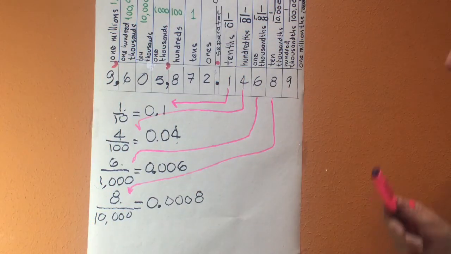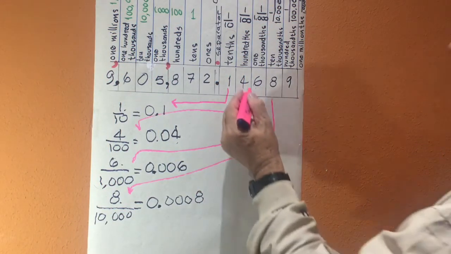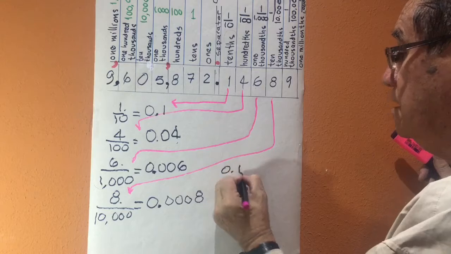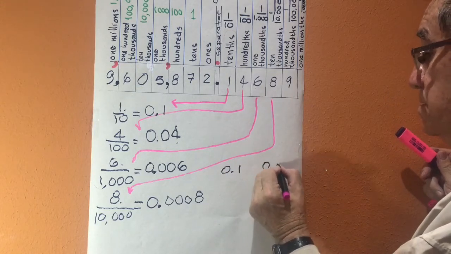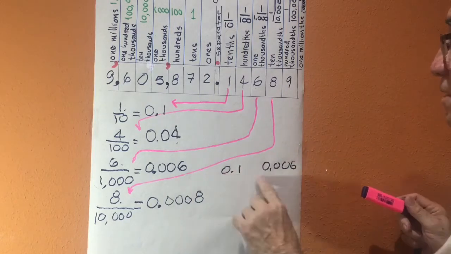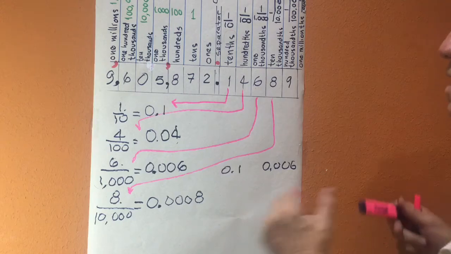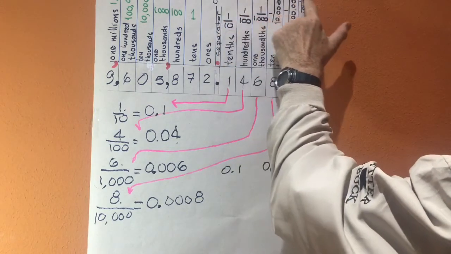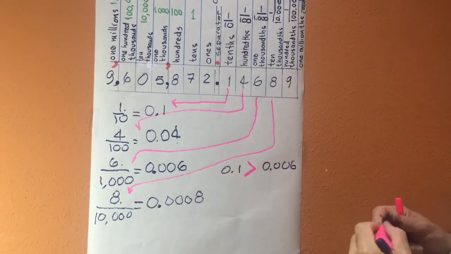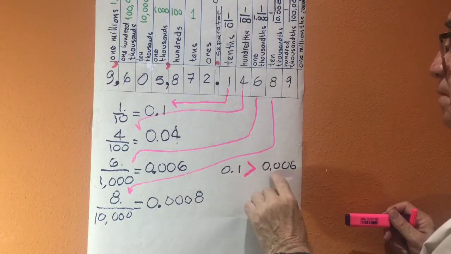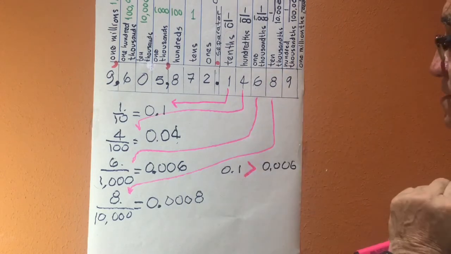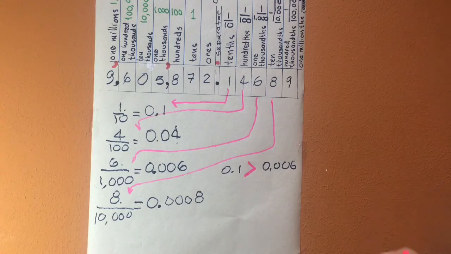Okay, now let's compare numbers. Let's see if we have 0.1 and 0.006. We are comparing these two numbers. Which one is bigger? Well, as you know, the farther you go to the right side, the less it becomes. So in this case, 0.1 is bigger than 0.006, 6 thousandths. That's the way we can compare numbers, okay?